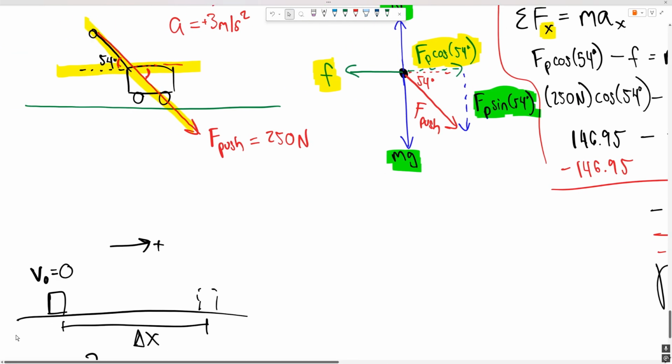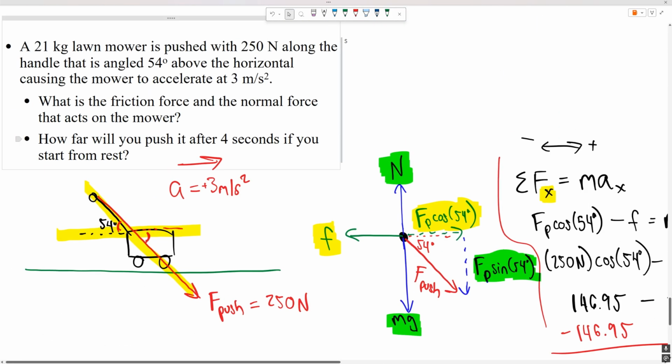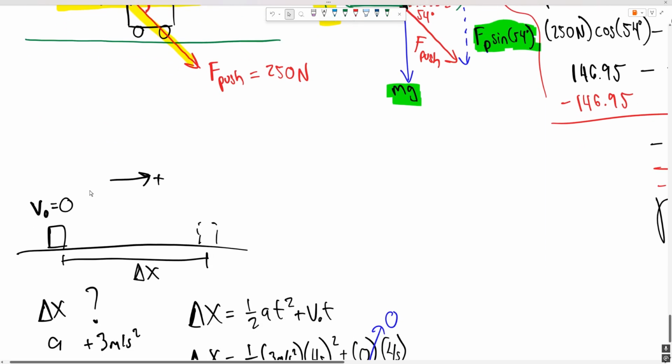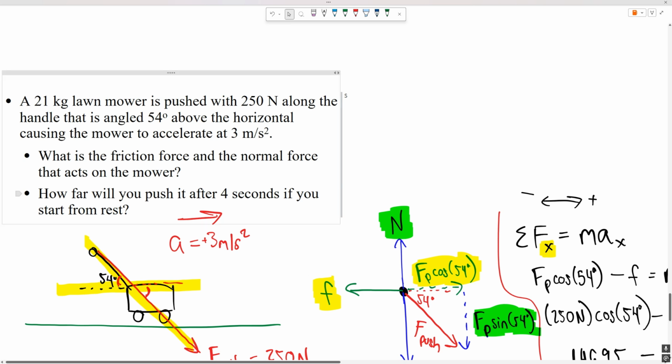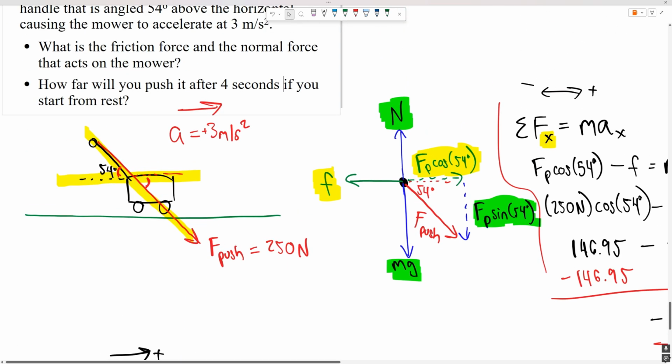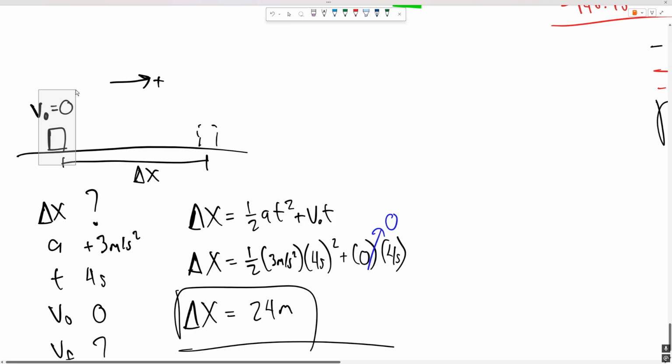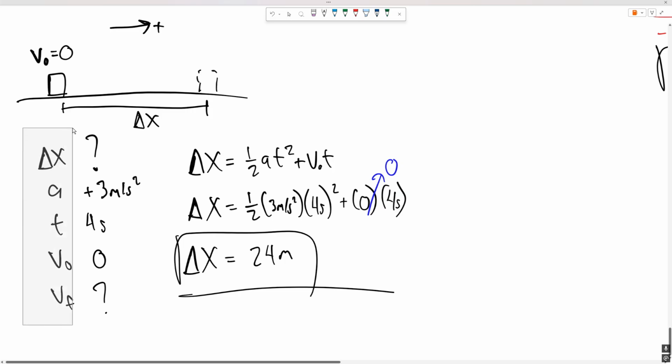Okay. All right, so then the next part says, how far will you push it after 4 seconds if you start from rest? Okay, well, that sounds like kinematics to me, right? So we know the acceleration. So how far is it going to move after 4 seconds? Well, if it starts from rest, so it starts from an initial velocity of 0. We want to know what's the displacement. So we can write out our 5 kinematic variables that we use for constant acceleration. We don't know the displacement. We know the acceleration, time of 4 seconds, initial velocity 0. So which equation has these 3 variables? Well, that's our equation here. Plug in our numbers to get 24 meters.